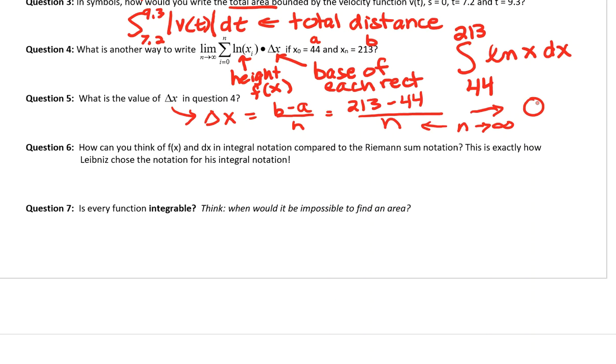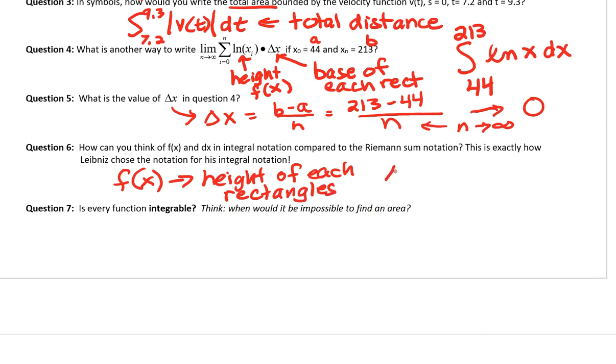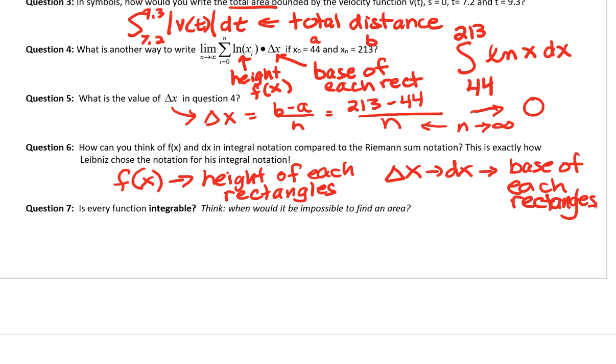Question 6, how can you think of f of x and dx in a Riemann sum? What we were just speaking of here. F of x represents the height of each rectangle. You've seen this several times already. I hope this is becoming easy to remember. And our delta x becomes our dx, and that represents the base of each of those very thin rectangles. So an integral is accumulating an infinite number of rectangular areas.